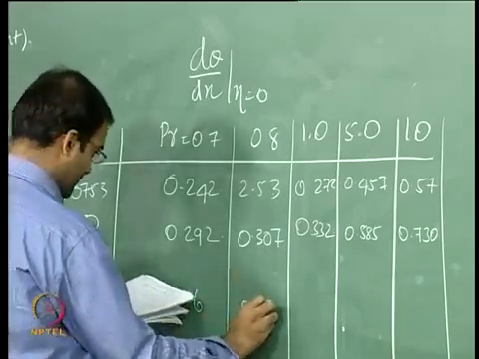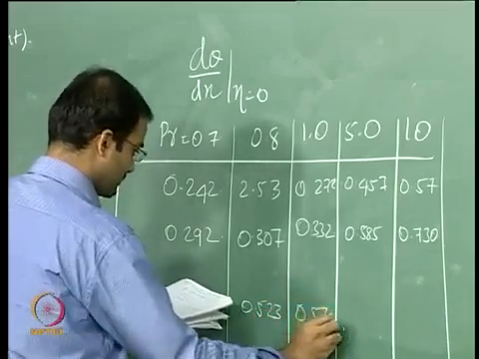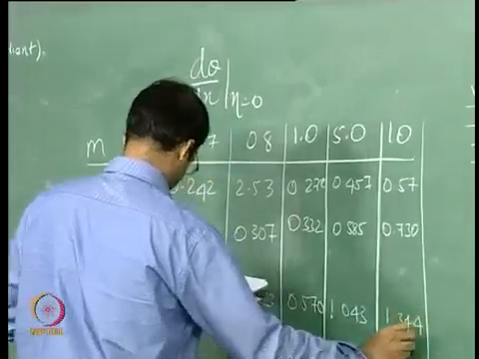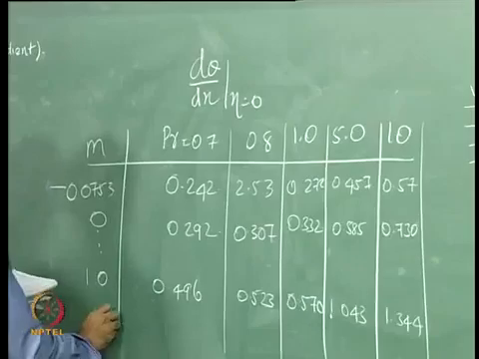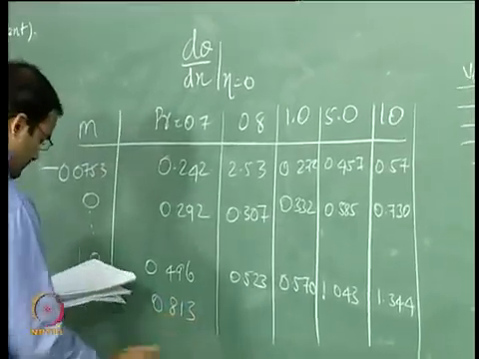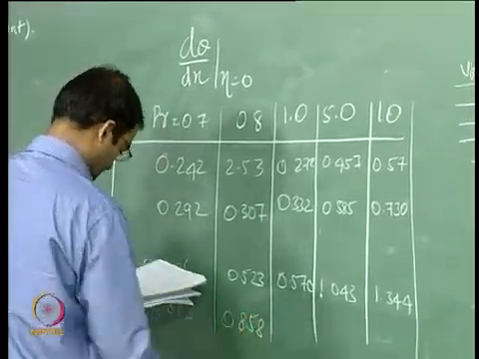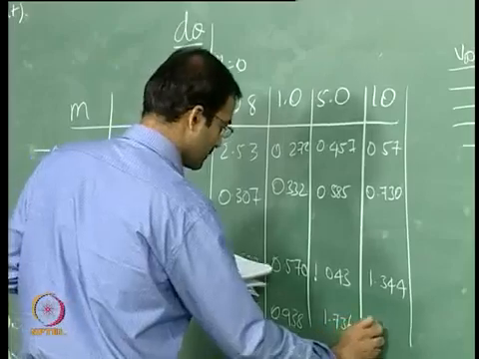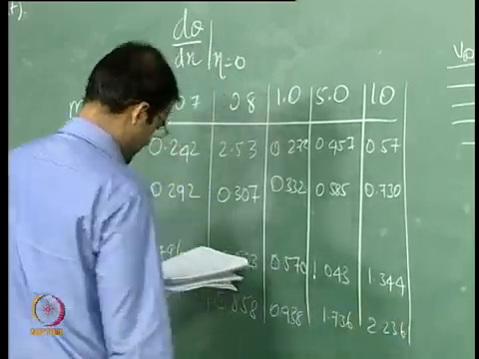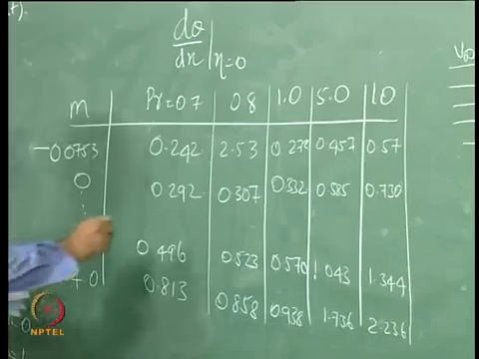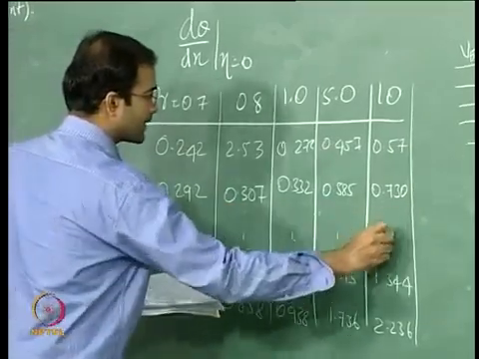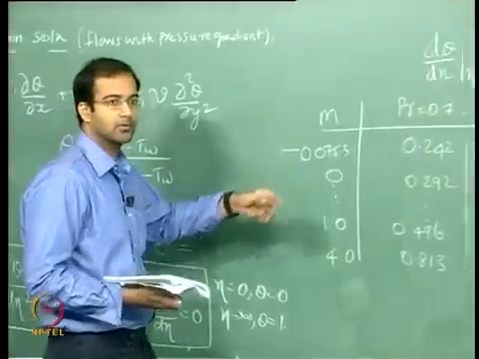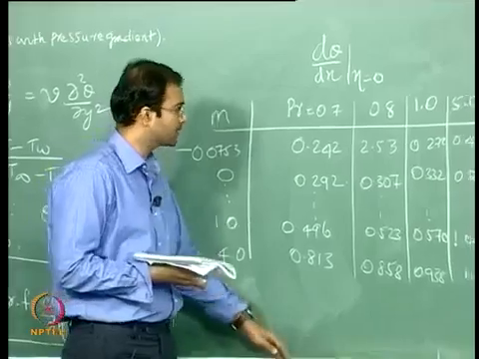0.496, 0.523, okay. So these are some kind of values. I am just giving you this because tomorrow when I ask you to compute using the shooting method, you should be able to match with these tabulated values, alright.